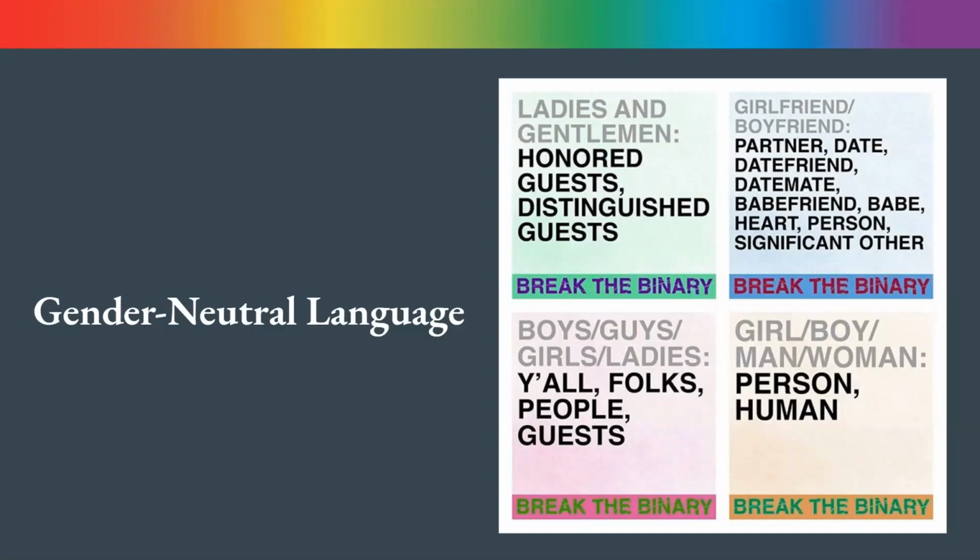So instead of saying ladies and gentlemen, you can say honored guests or distinguished guests. You can also say everybody. That's one of my favorites. Instead of saying girlfriend, boyfriend, you can say partner. There's a whole list there of things that a lot of people wouldn't say, but partner and significant other seem to be pretty good alternatives for gender neutral language. Boys, girls, ladies: instead of saying that, you can say y'all, folks, people, guests. Instead of saying girl, boy, man or woman, you say person, human.